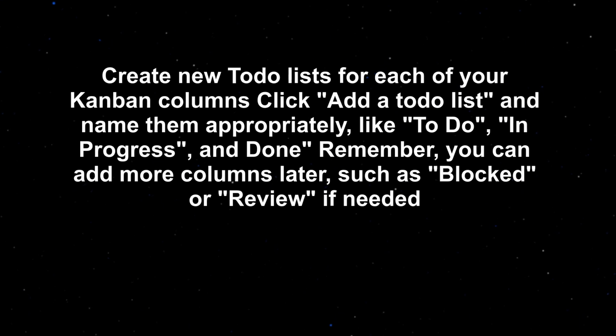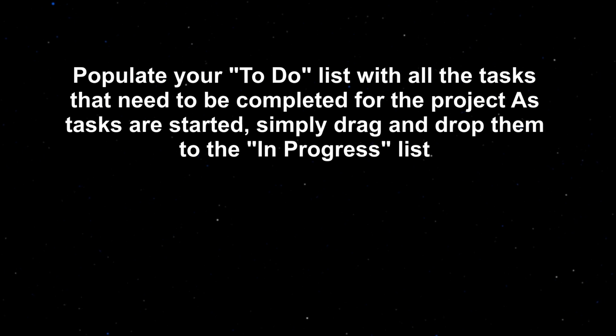Create new to-do lists for each of your Kanban columns. Click Add a to-do list and name them appropriately, like to do, in progress, and done. Remember, you can add more columns later, such as blocked or review if needed. Populate your to-do list with all the tasks that need to be completed for the project.